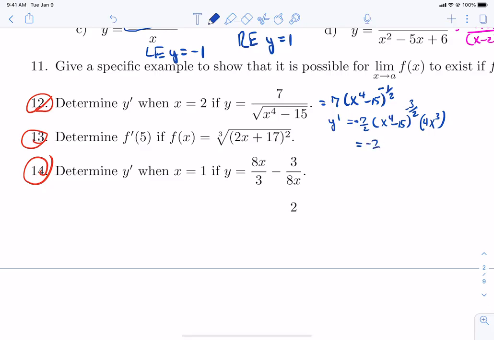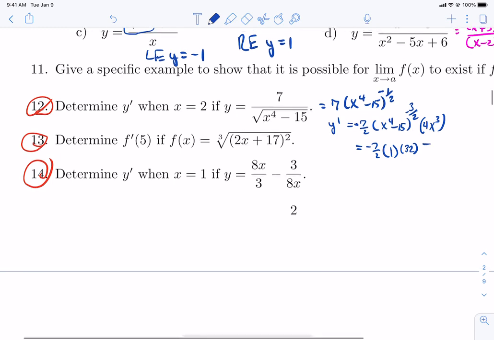So we get negative 7/2. 2 to the 4th is 16. 16 minus 15 is 1. 1 to any power is just 1. 4 times 2 cubed is 8 times 4. 8 times 4 is 32. And then times 7/2, 2 goes into 32 16 times, and 16 times 7 is negative 112. Okay, so there's 12. Let's do 13.